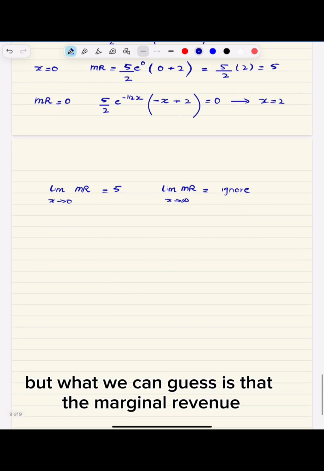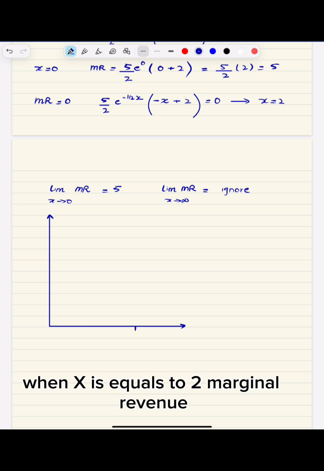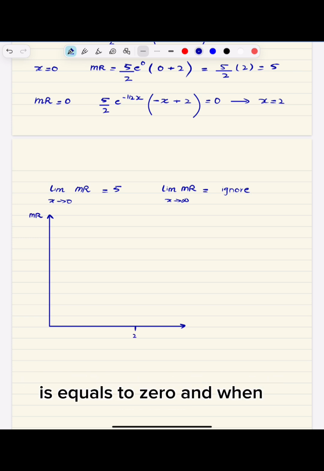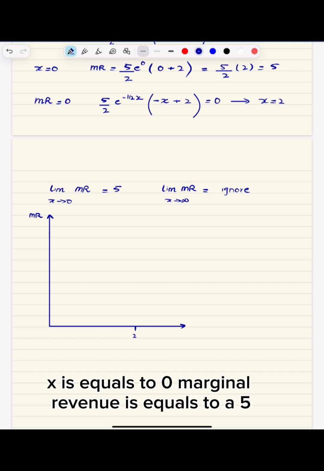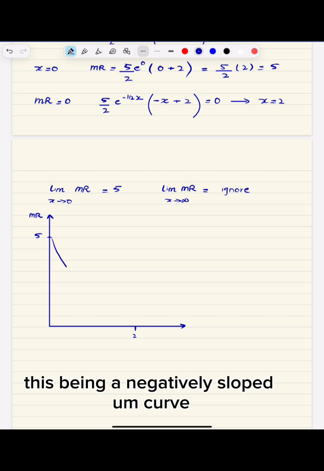But what we can guess is that the marginal revenue must look something like this. When x is equal to 2, marginal revenue is equal to 0, and when x is equal to 0, marginal revenue is equal to 5. So we can predict this being a negatively sloped curve.